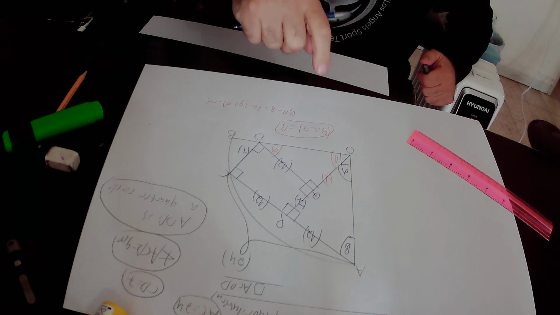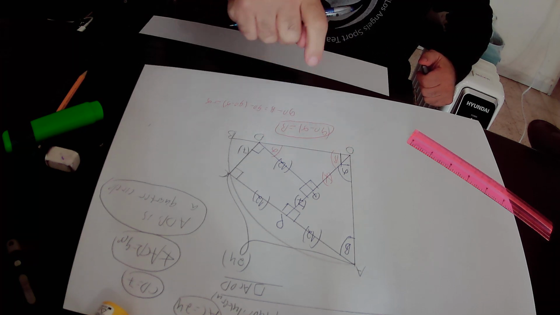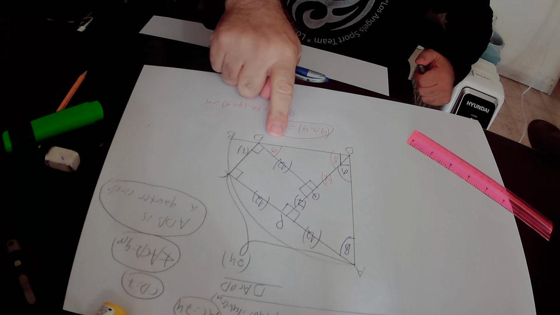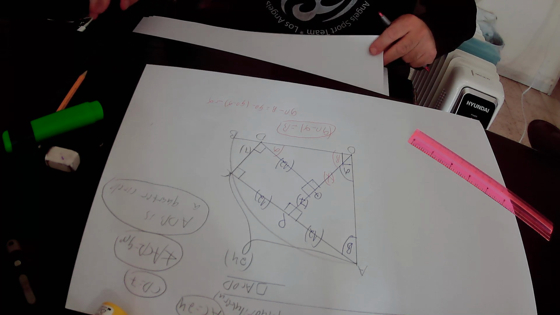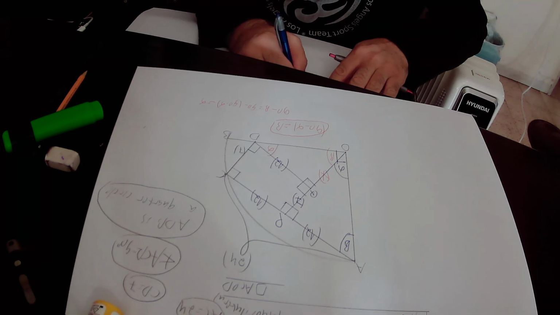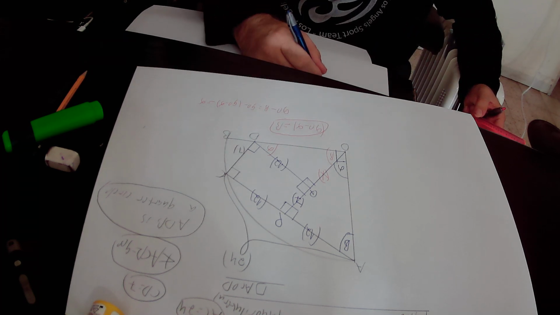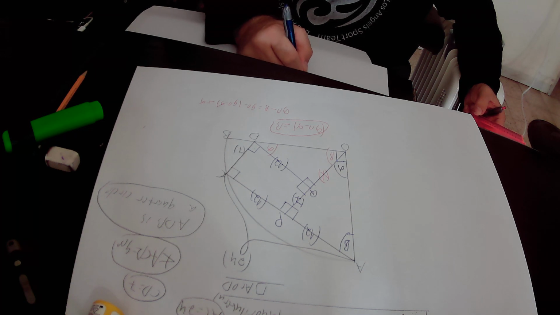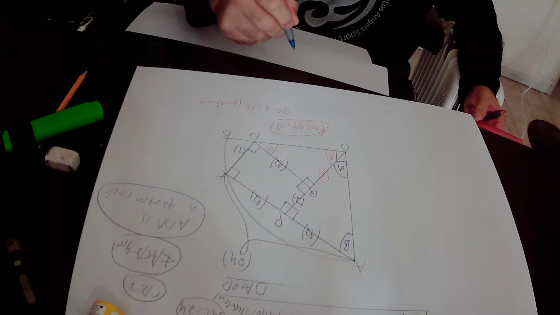In the right triangle OQD, this right triangle, tangent alpha equals OQ over QD. I'll write it down. In the right triangle OQD, tangent alpha equals QO over QD.